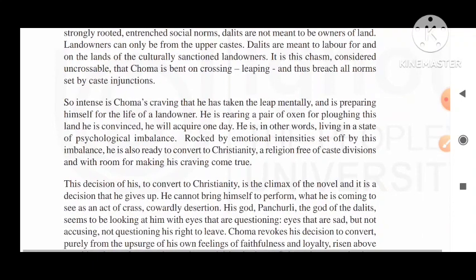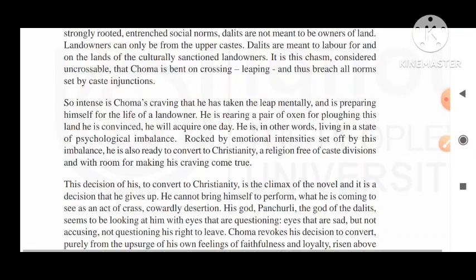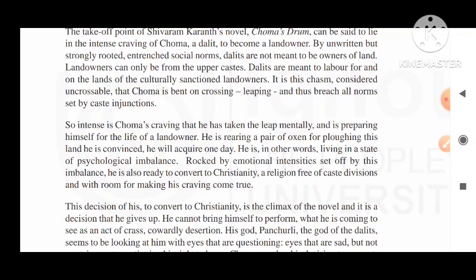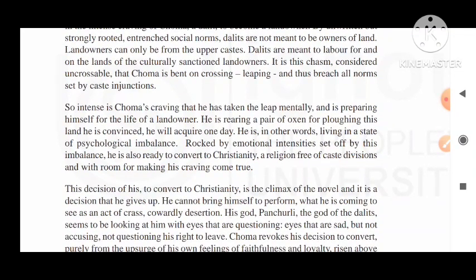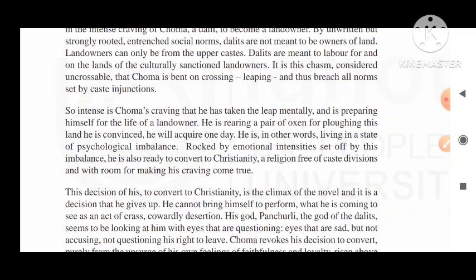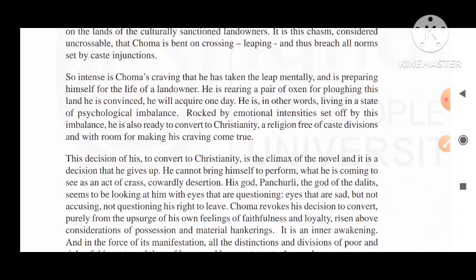So in these terms, considered uncrushable, that Choma is bent on crushing, leaping, and thus breach all norms set by caste injunctions.